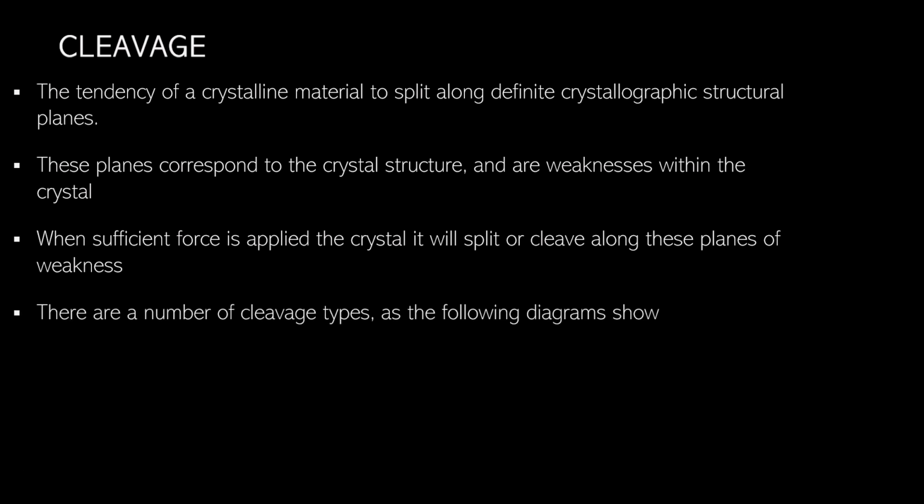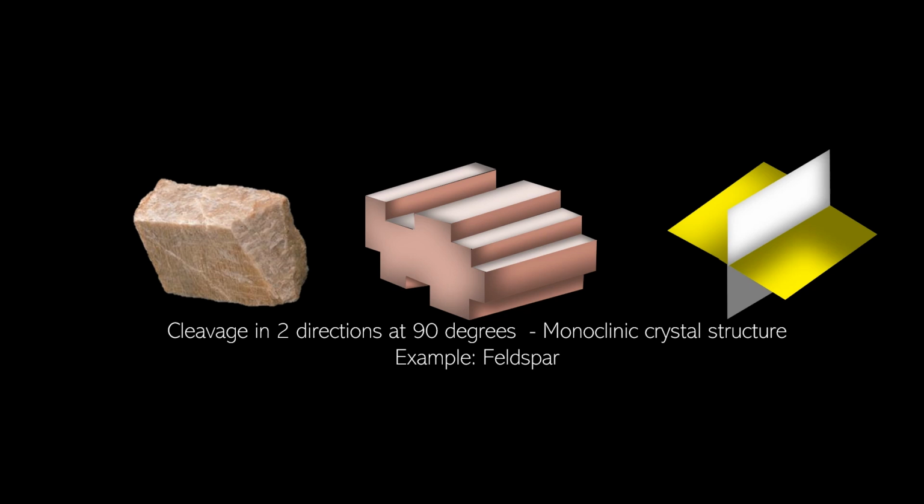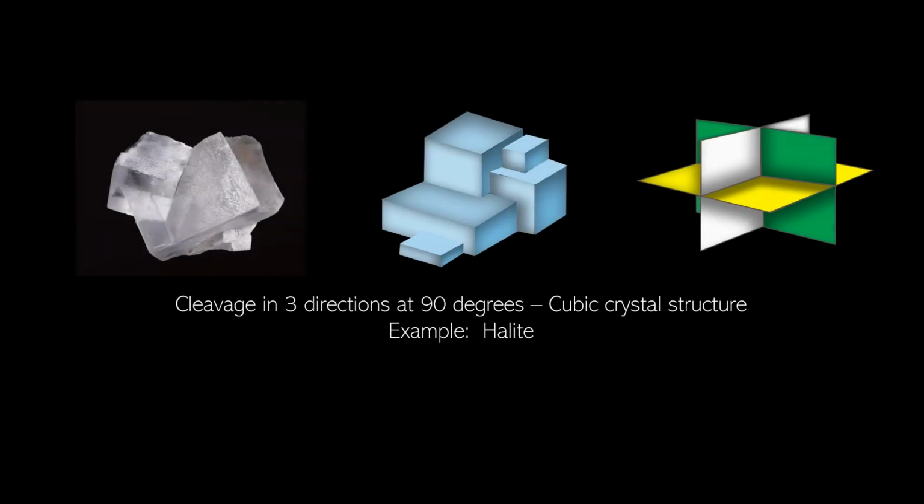The following diagrams show some common cleavage types, and you may notice they are reminiscent of the crystal structures we looked at earlier. Mica forms in thin sheets which cleave in one direction only. This is known as planar cleavage. Monoclinic crystals such as feldspar will cleave in 2 directions at 90 degrees to each other. Calcite has a trigonal crystal structure and cleaves in 3 directions, however only one is at 90 degrees. Confusingly, this is called rhombohedral cleavage. Halite, with its cubic crystal structure, cleaves in 3 directions, all at 90 degrees to each other.